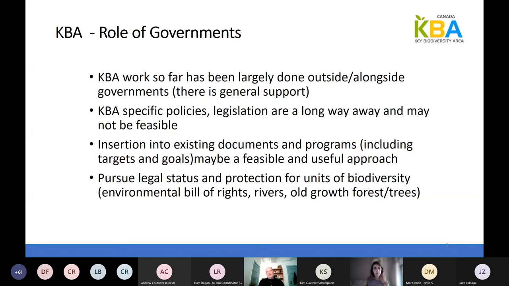So we may want to look at less formal ways to influence policy and legislation around things that might include KBAs. Inserting things about KBAs in existing documents and programs might be a useful approach. I don't think we should be small-minded about it, though. There's a lot of interesting work in the world right now about how, for example, rivers should be given a certain amount of rights, analogous to human rights, that would support the important role that biodiversity plays. So we should be thinking innovatively around KBAs from that perspective as well.